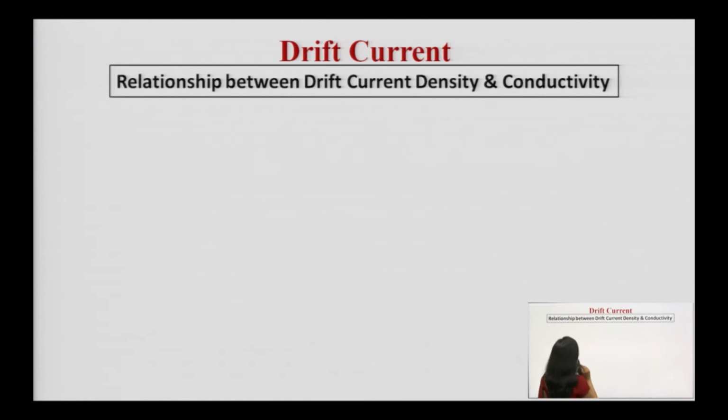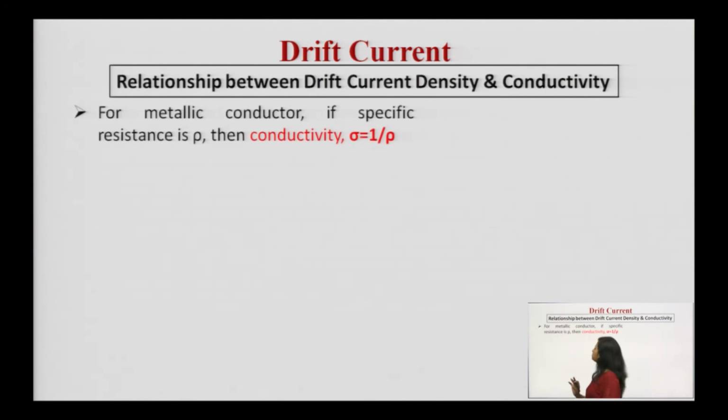Now, let us discuss and derive the relationship between drift current density and conductivity. Drift current density is denoted by J. You are aware of the term resistivity, and you have studied semiconductors, conductors, insulators. In the case of conductors the conductivity is very high. Even if there is a small increase in the temperature, a large amount of current will flow, while the conductivity of an insulator is very poor, and conductivity and resistivity are inversely proportional to each other.